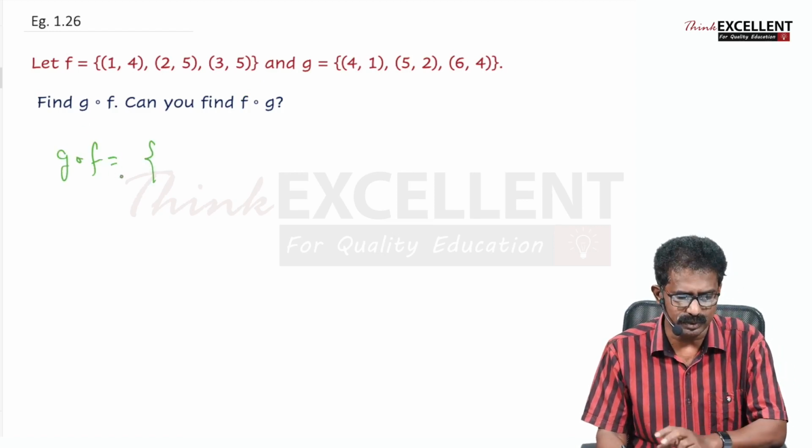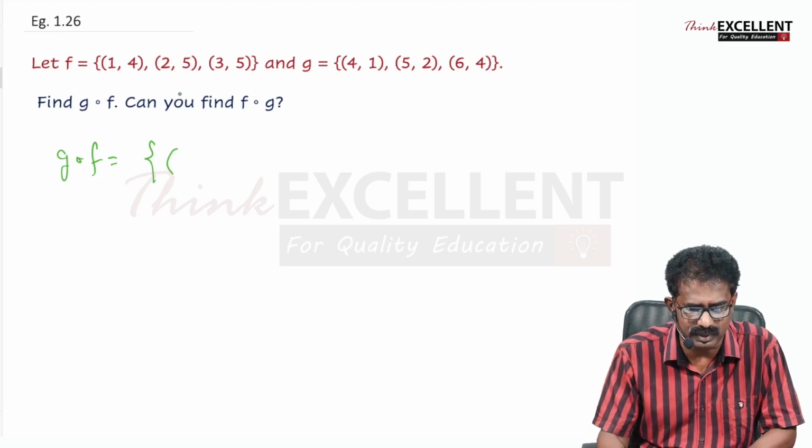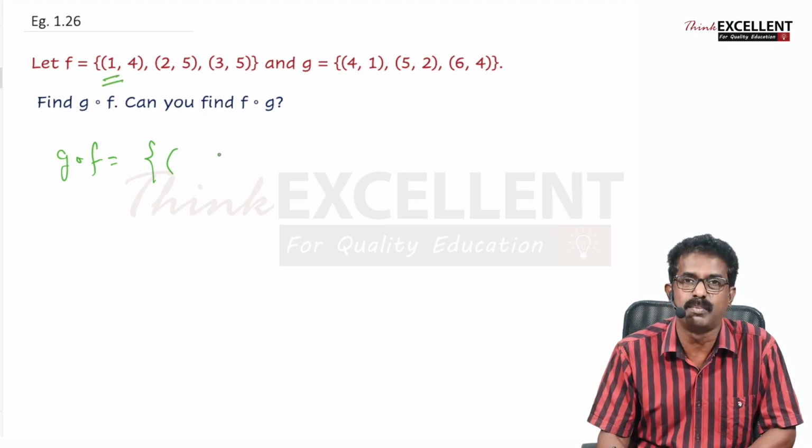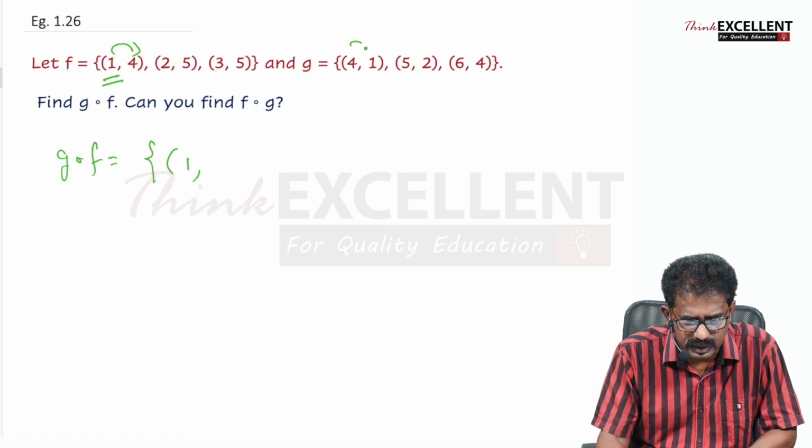G composition F. So you start with the second function. What is the second function here? F, right? So start with F. See, where is F? What's the first number? 1. 1 is related to 4, and that 4 is related to 1. So 1 is related to 1.